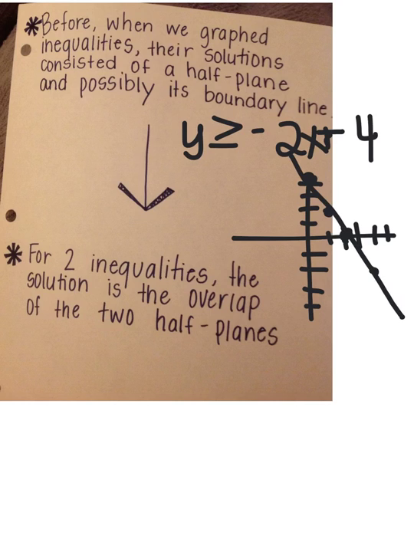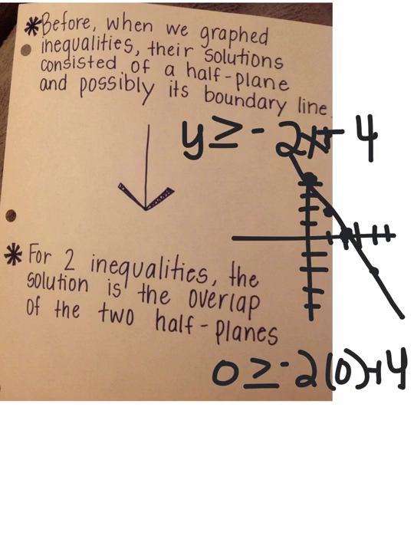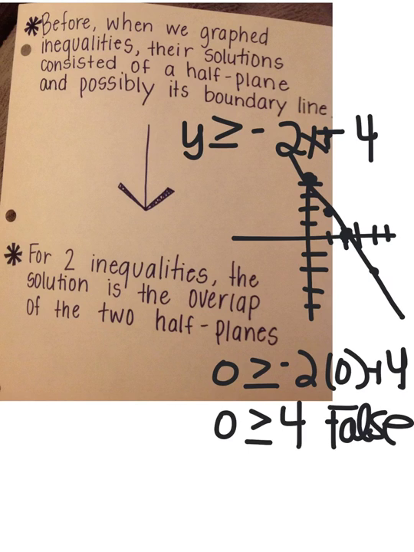Now, in order to find out which part to shade, we would plug in a test point, and we always use 0, 0 unless it falls on the boundary line. So if I plug in 0 for x and y, I'm going to be left with 0 is greater than or equal to 4. This is false, okay? 0 is not greater than or equal to 4, so I'm not going to include 0 in my shaded area. So I'm going to shade this part of my graph.